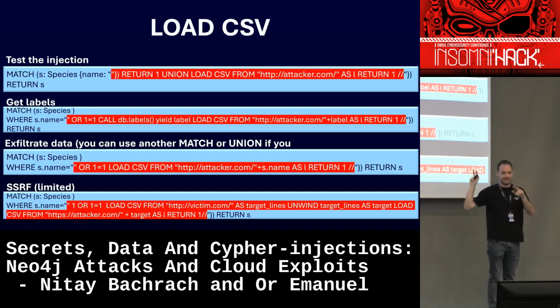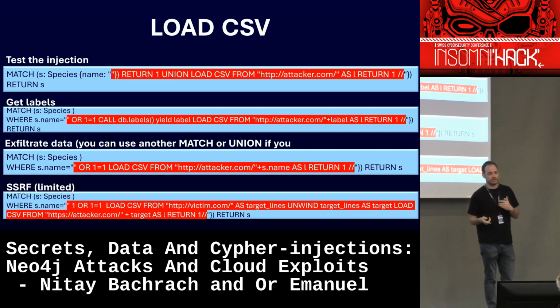Attacker.com is my server, and then I added "as L". That's because in Neo4j, if you use load CSV, you have to store the response. Personally, I don't really care what the response is, but you have to store it. And then I call it a ping. I just do it to make sure that my injection works.